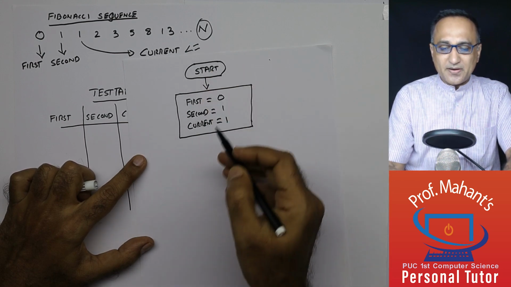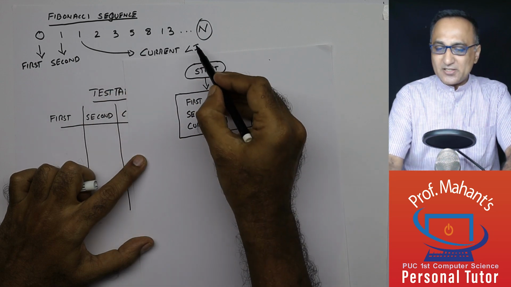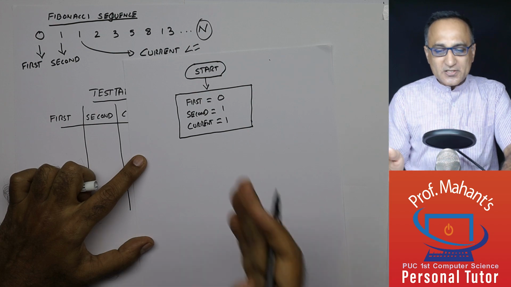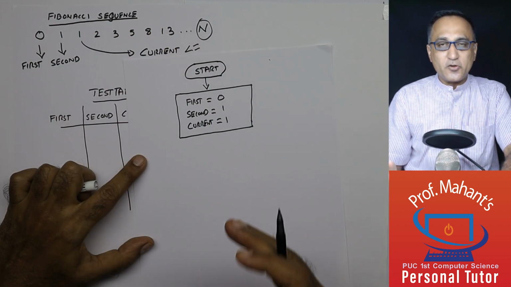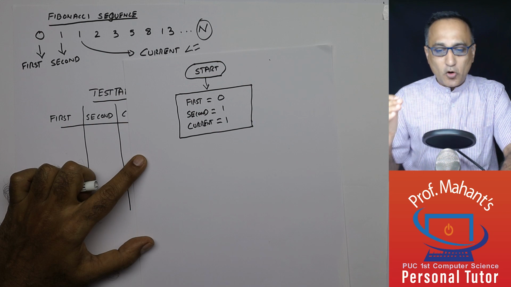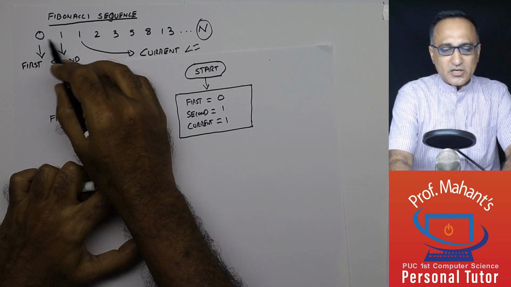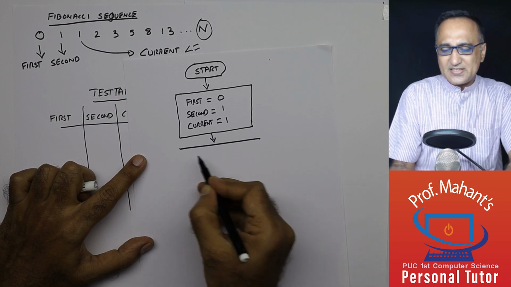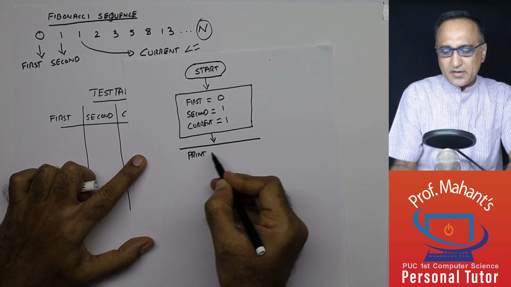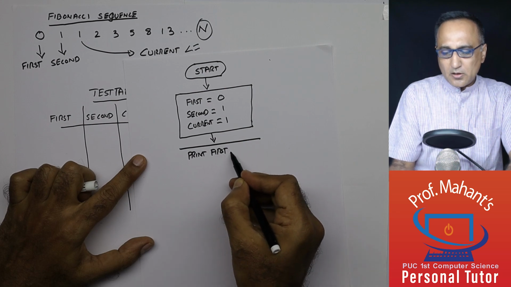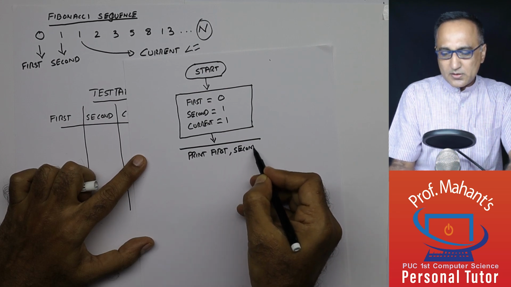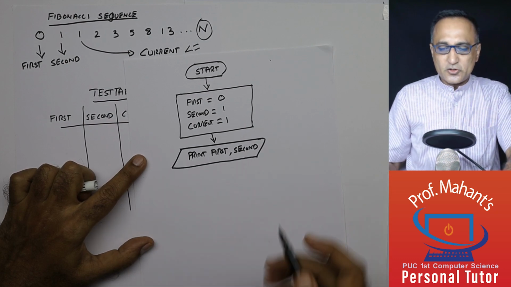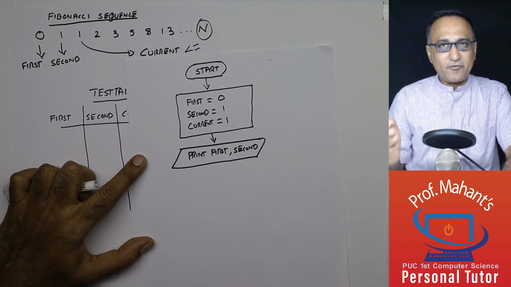How long should I keep running and printing the value of current? As long as the value of current is less than or equal to n. So the very first step before you go ahead to print any numbers, you should always know the condition to halt. But I am first going to start printing first and second because these are always present in the series. So I'm going to say print first, comma, second. All right, I am printing first and second. So it's going to print 0 and 1 every time.